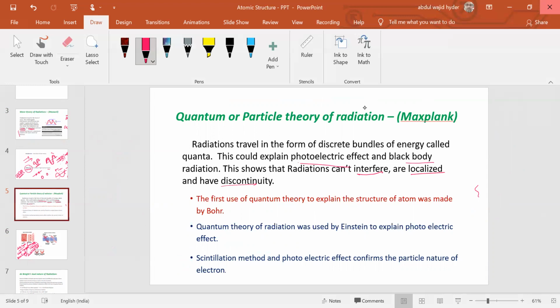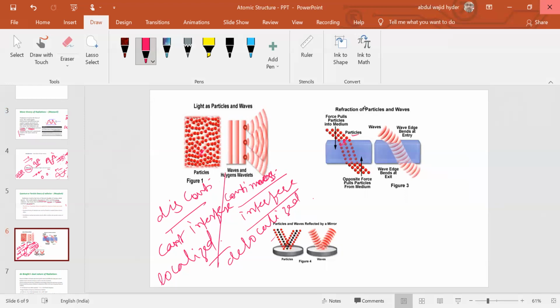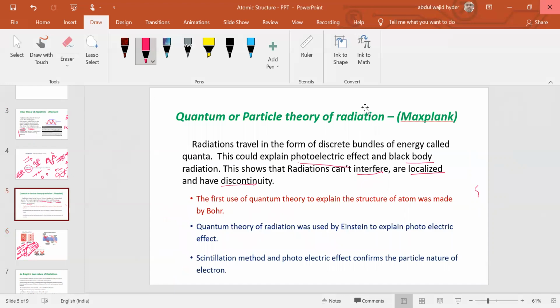That is what I explained to you here: discontinuous, can't interfere, and localized. So that's what is written here. Now see, these are the questions which they previously asked. The first use of quantum theory to explain the structure of atom was made by Bohr. Bohr was the first person who used this quantum theory to explain the structure of atom. Quantum theory of radiation was used by Einstein to explain photoelectric effect.